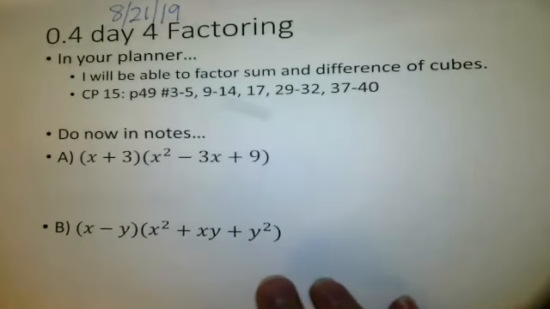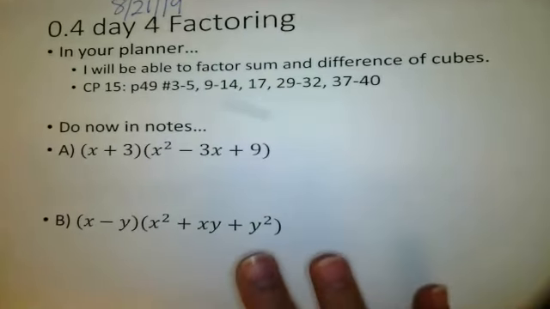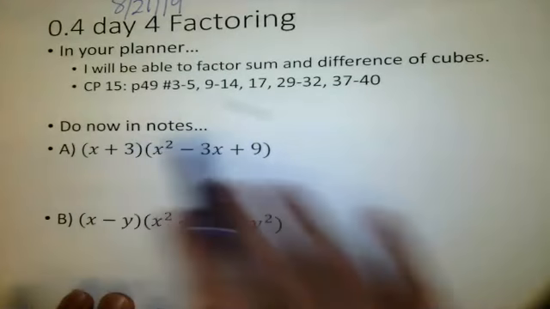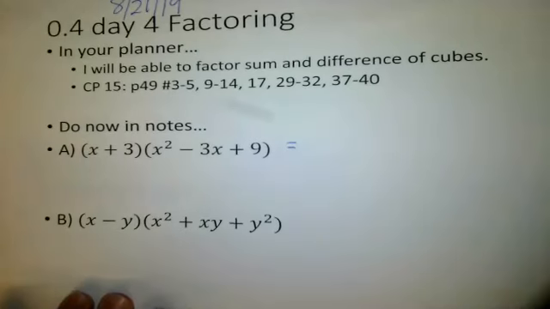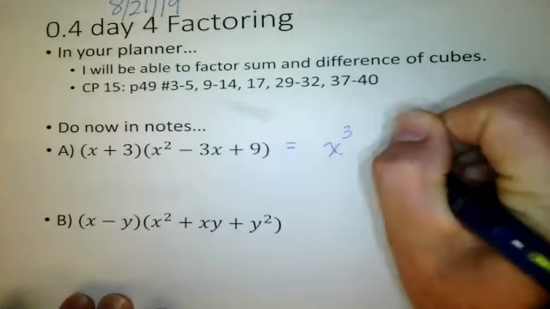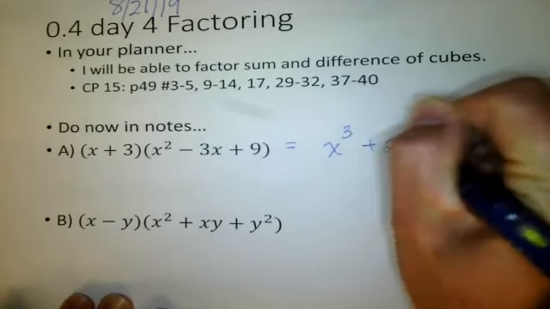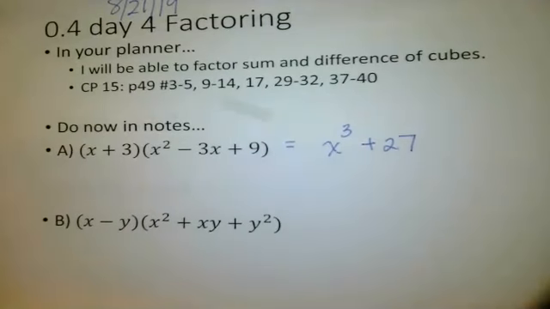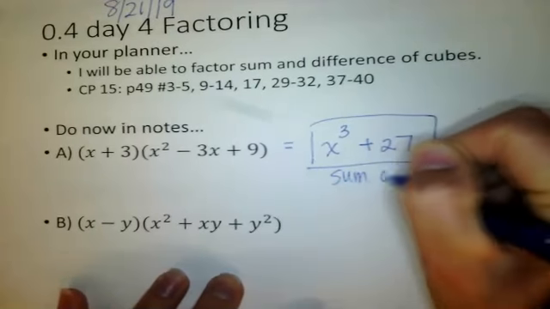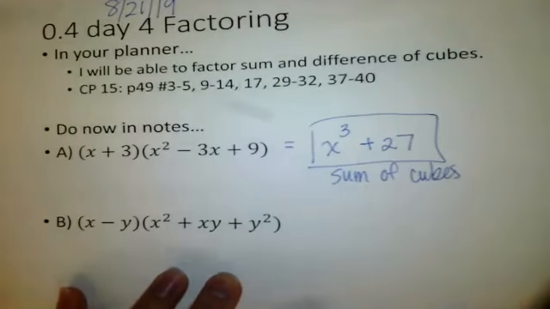What I like to illustrate is what we do when we multiply, and then we're going to be factoring. So this is me showing you that if you multiply these together, what happened? A lot of things canceled out, right? What was your final answer? Plus 27. Very good. X cubed plus 27. This is called sum of cubes.